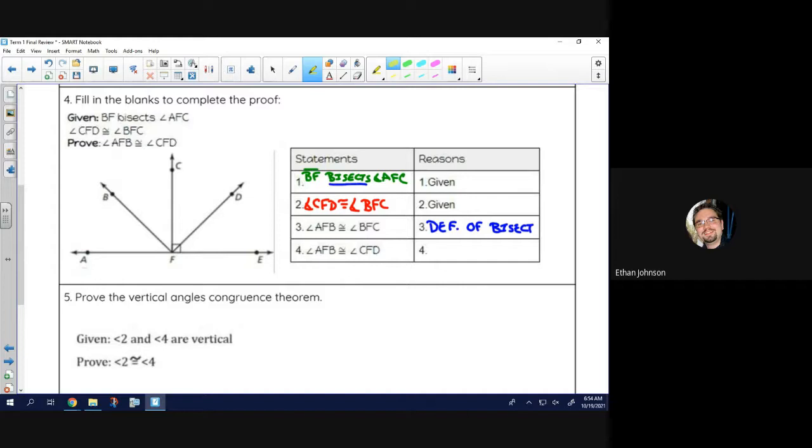Now at the bottom, it says angle AFB. Well, we said that already. And then angle is congruent to angle CFD. Said that already. Well, looking at those 2 spots that we said it, they both have angle BFC. So in other words, we are plugging something in. So this has to be our substitution or transitive property of equality.